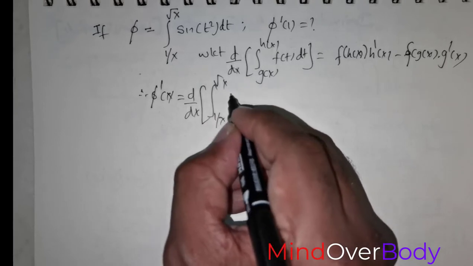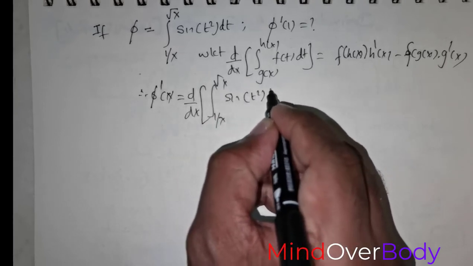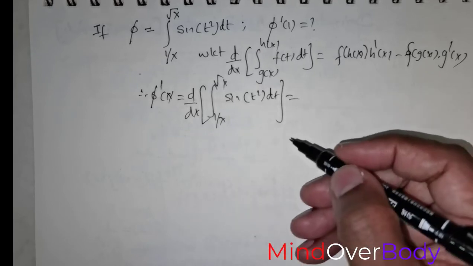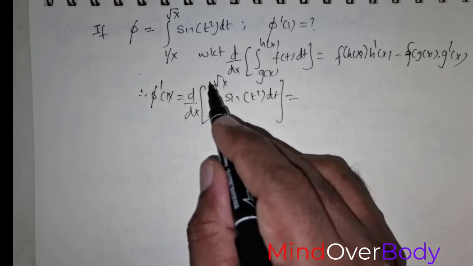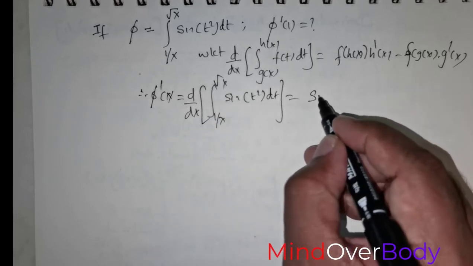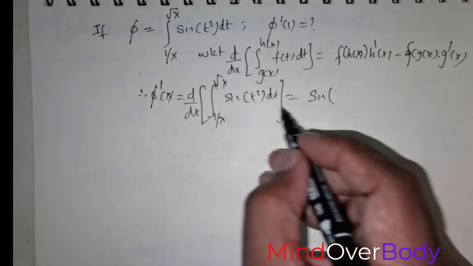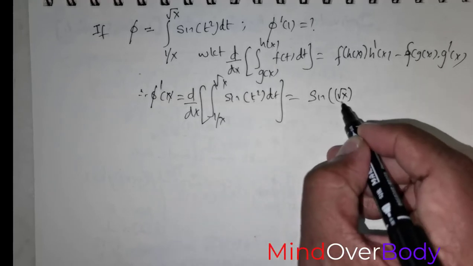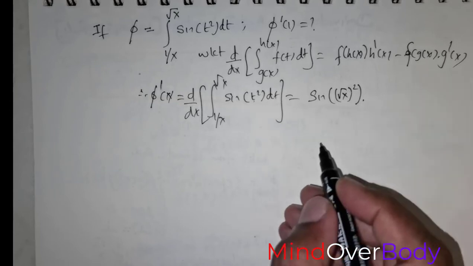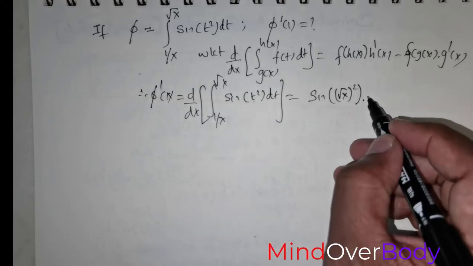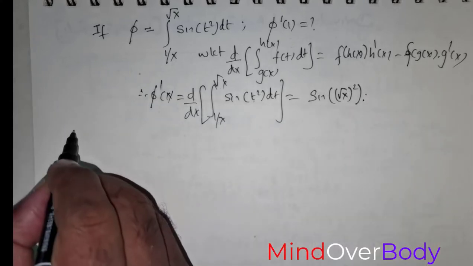So therefore phi dash of x is equal to d over dx of integral 1 over x to root of x of sine of t squared times dt, which is equal to, in place of t I substitute root of x, so it's going to be sine of root of x raised to the power of 2 times differential of upper limit. So it's going to be, let me just do that over here.